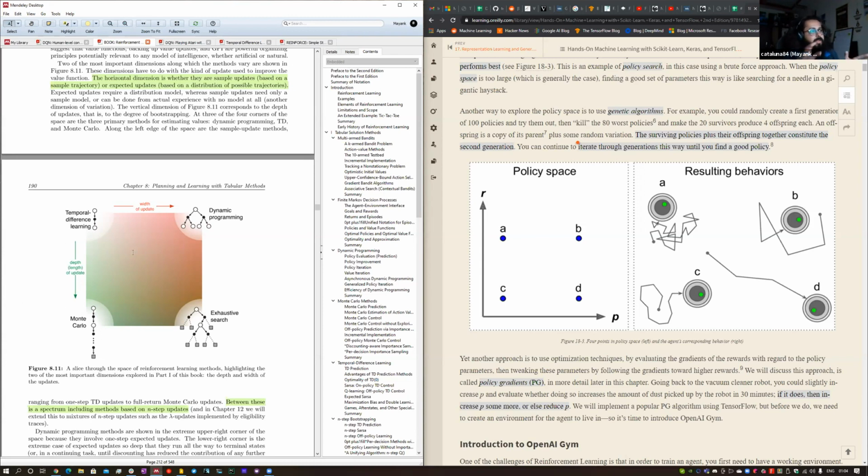And if we try to increase the width or the variance of where our robot will look in the problem space, then it's dynamic programming. And if both the depth and the width are set to maximum, that will be an exhaustive kind of search in which every state-action pair is looked at with respect to the searches that need to be performed.